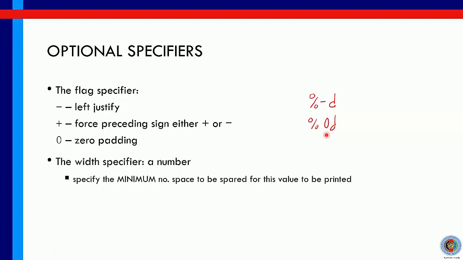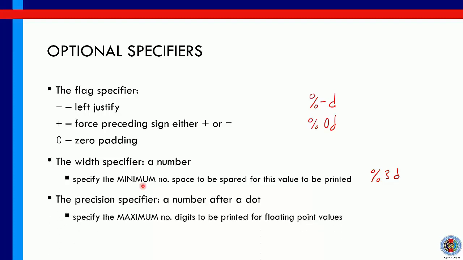The next optional specifier is the width. This is just a number to specify the minimum number of spaces to be spared for the value that we are printing. For example, if we put %3d, if the value that we want to print is a 20, it will be printed as space 20 instead of only 20, because the printing will spare the value to be printed in 3 spaces area. That will be the minimum space given to the printing of the value.